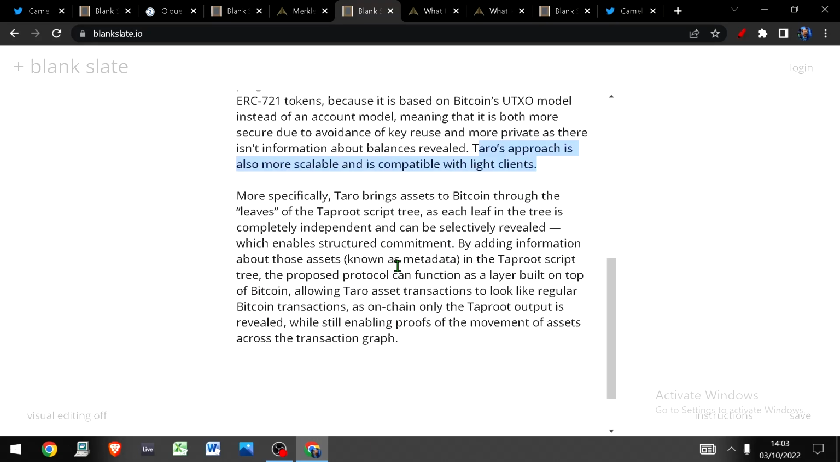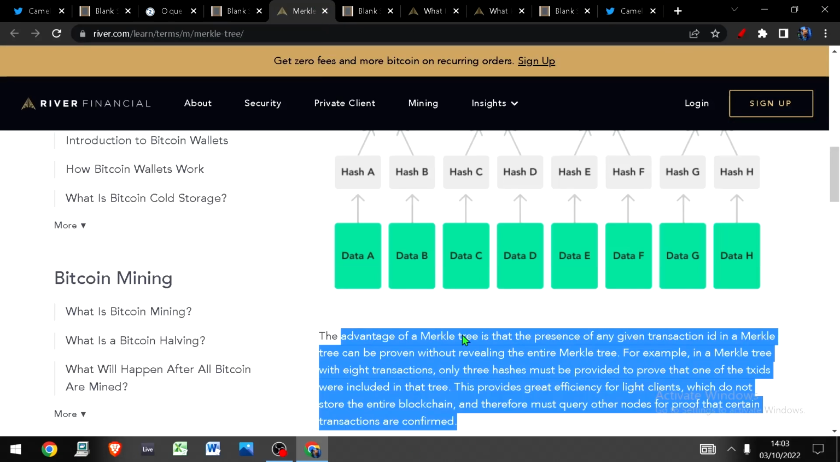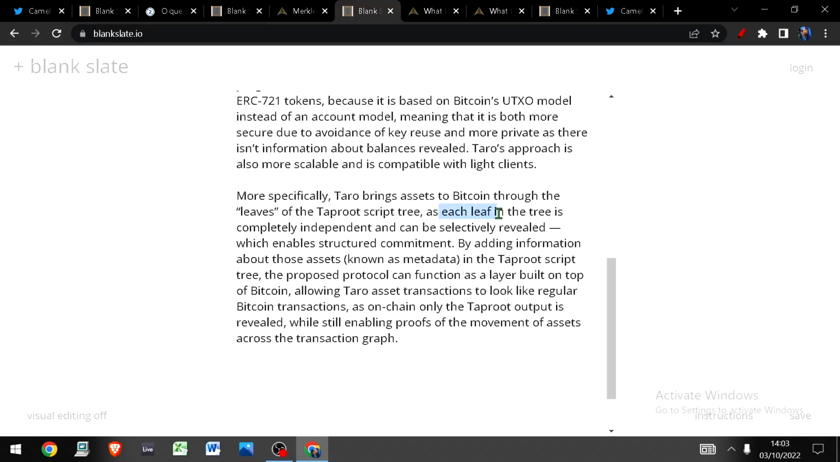And so just before we get into this TARO portion, more specifically, TARO brings assets to Bitcoin through the leaves of the Taproot script tree. So again, the leaves being these bits down here, right? Each leaf in the tree is completely independent and can be selectively revealed, and this enables structured commitment. So by adding information about those assets, known as metadata, in the Taproot script tree, the proposed protocol can function as a layer built on top of Bitcoin, allowing TARO asset transactions to look like regular Bitcoin transactions, as on-chain only the Taproot output is revealed, while still enabling proofs of the movement of assets across the transaction graph.